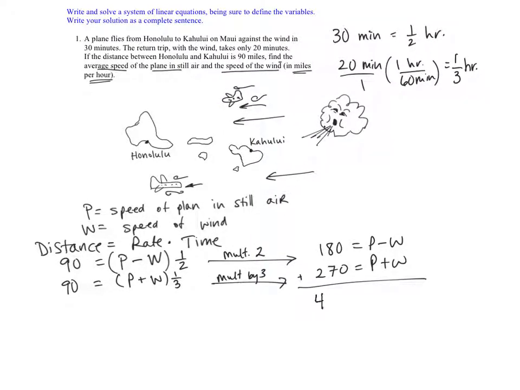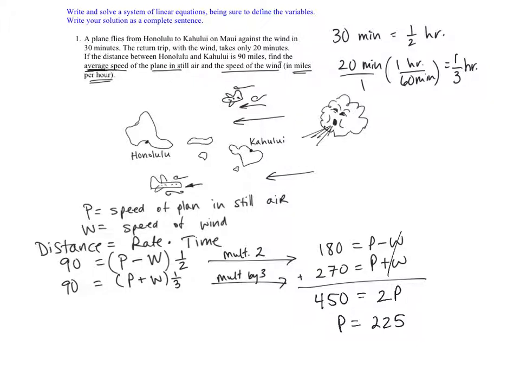And so this would give me 450 is equal to 2p. My w's would just add up to 0. And so p is equal to 225. And that would be the average speed of the plane in still air. It's a little slow. Usually these inner island planes are flying more like 300 miles per hour. But it's an average, so it's including the takeoff and landing speeds when it's slowing down a little bit.